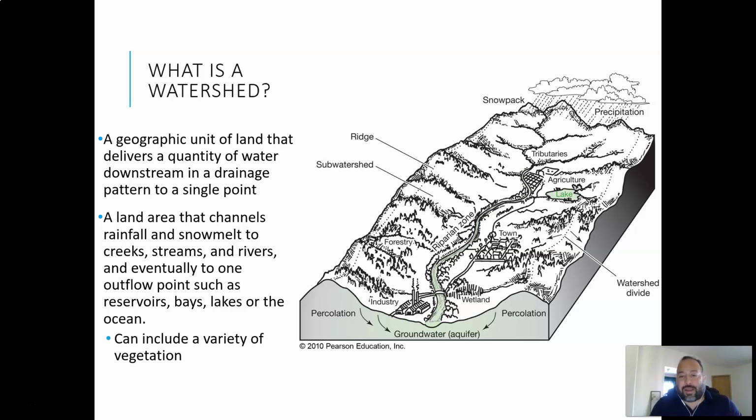This can include a variety of vegetation in these watersheds. This can include static water. This can include flowing water. It includes the groundwater that's happening in there as well. And it's the idea that how topography plays a part in this is that there are going to be different watersheds wherever you are, because it's wherever the water is all going to flow to one single point.